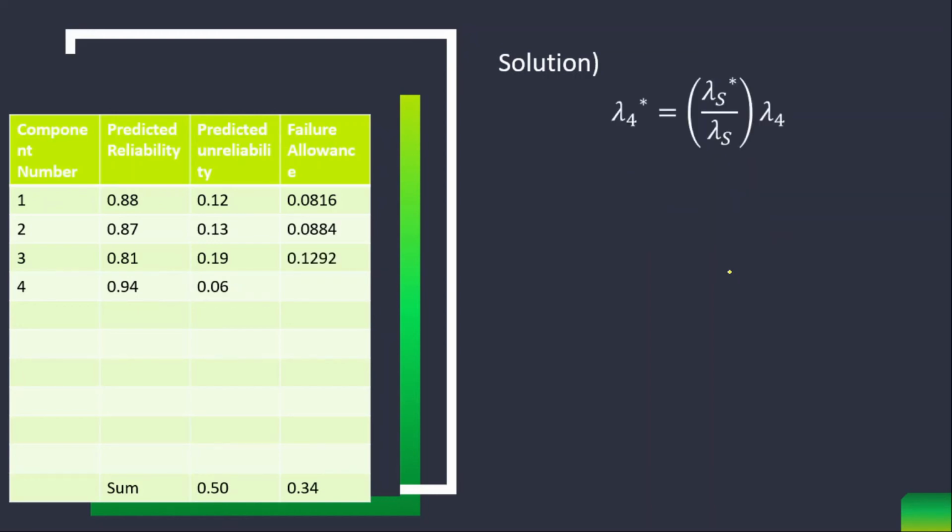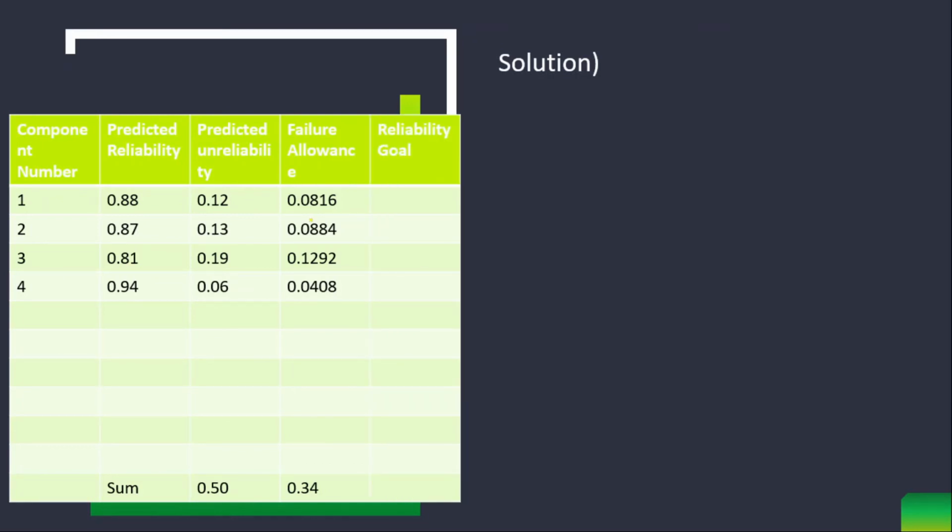Now lambda 4 star is equal to lambda S star divided by lambda S into lambda 4. That is equal to 0.34 divided by 0.5 into 0.06, which is equal to 0.0408. So we have the failure allowance of each component. By using the failure allowance of each component, we can find the reliability goal of each component. The reliability goal of each component is 1 minus the failure allowance.